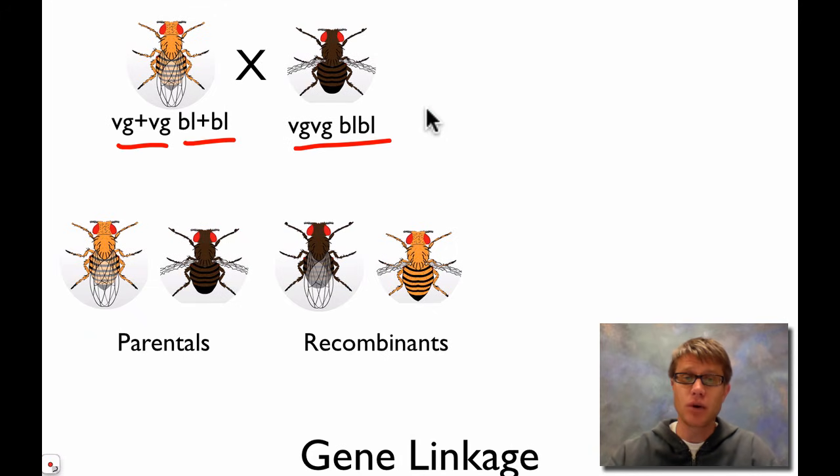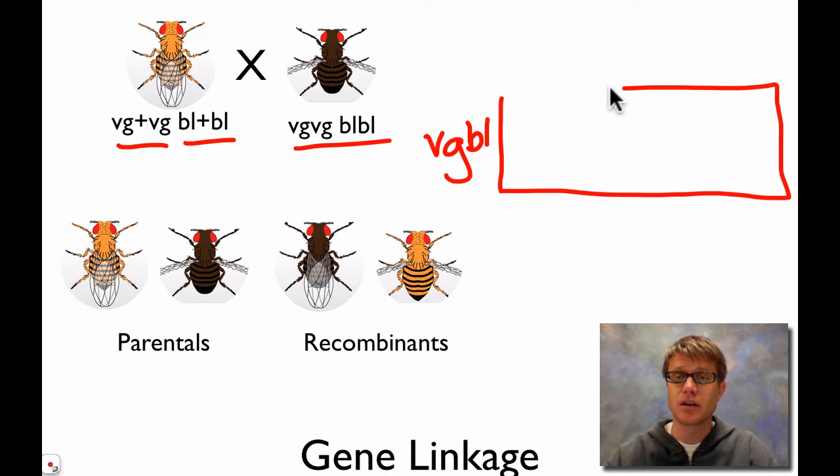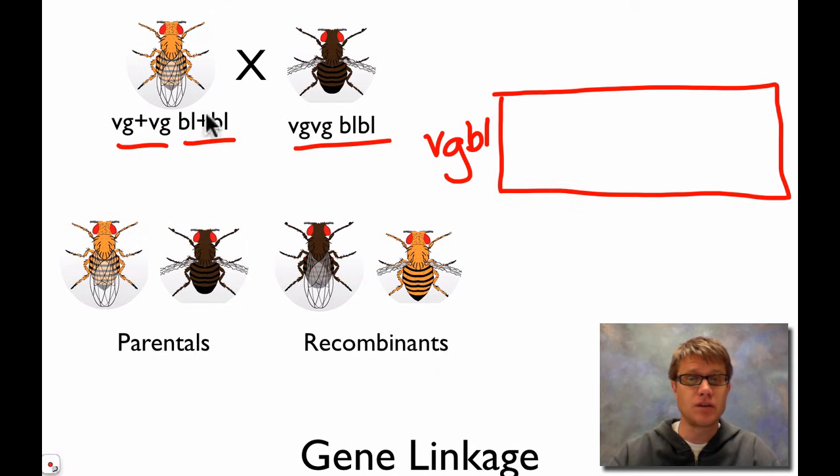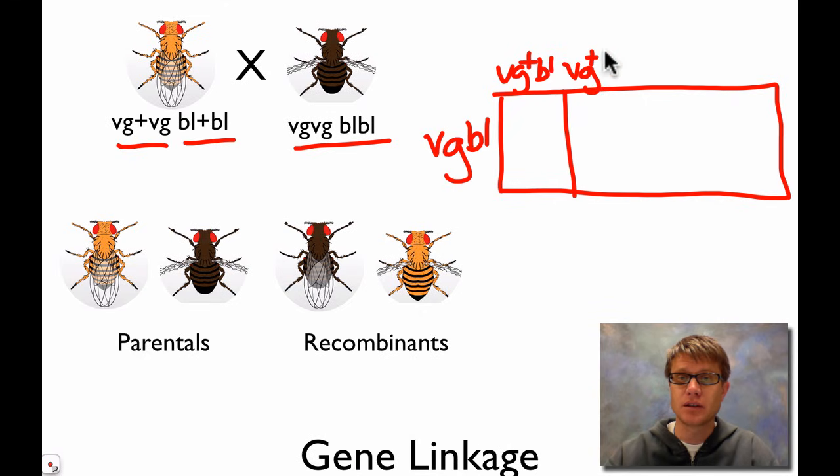If you do the Punnett square, this one is going to give a VG, vestigial gene, and it's also going to give a black mutation. So really this one can only give one type of gamete. But the other parent, this mom right here, could give VG plus and BL, but it could also give VG plus, BL plus. It could also give a VG BL plus, or it could give a VG BL. So it can give those four different combinations.